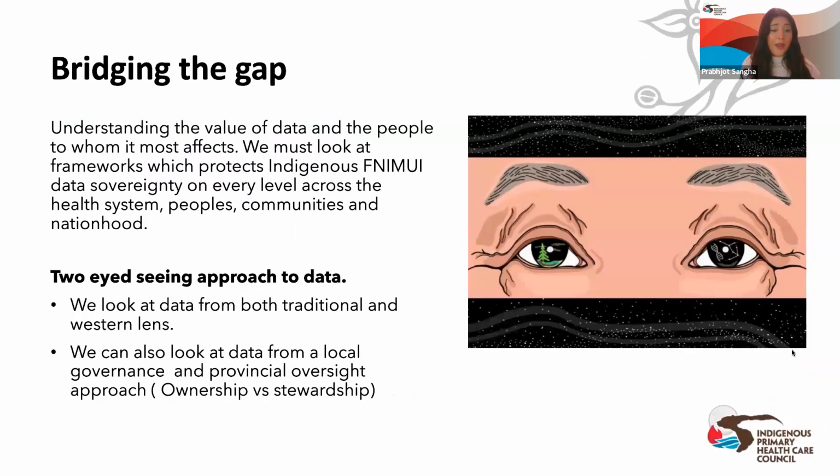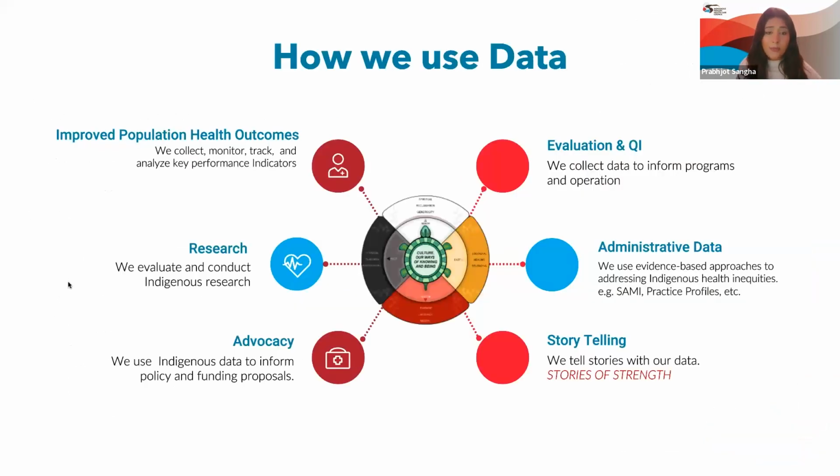So bridging the gap. Understanding the value of data and the people to whom it most affects, we look at the frameworks which protect Indigenous FNIM data sovereignty on every level across health systems, people, communities, and nationhood. So we adopt a two-eyed seeing approach to data where we look at data from both traditional and Western lens and also from a local governance and provincial oversight approach. So Marlon will be talking about our data governance framework and the principles.